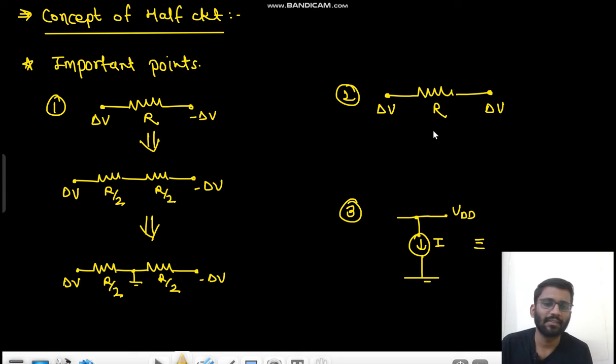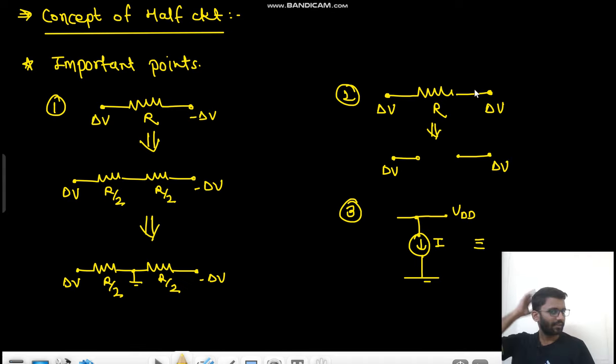And for this, what I can do, there is zero current, so I can replace it with a short circuit, right? Delta V, delta V, zero current, short circuit, right? I think I should have made it on the next page only.